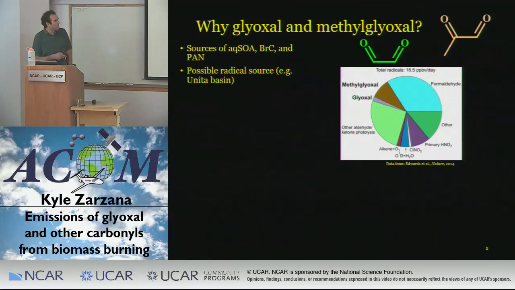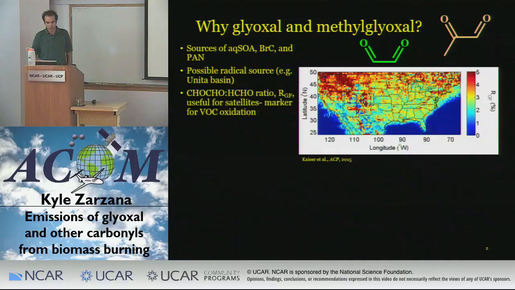Both of these molecules, if they photolyze, can form radicals that can influence ozone production. So this is data from Pete Edwards' work looking at wintertime ozone formation in the Uinta Basin. And there, a lot of the radicals that kicked off the ozone formation came from the photolysis of formaldehyde, Methylglyoxal, and Glyoxal. And there's been some evidence from modeling work that the photolysis of these molecules, formaldehyde, Methylglyoxal, Glyoxal, can play a role in ozone formation in biomass burning plumes.